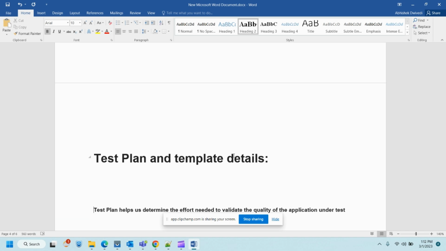So today we are going to cover one more important topic of manual testing, that is test plan. This is a very important question when you go for an interview; this question will definitely be asked.